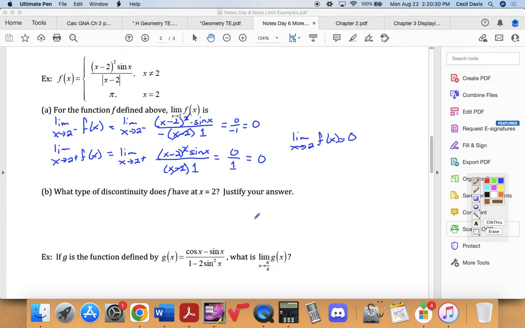What kind of a discontinuity do we have here? Well, the limit exists. So graphically, that means it's coming from here and coming from here, but the function doesn't exist. What is that? Yeah, it's a removable discontinuity. Because the limit as x approaches 2 of f of x is equal to 0, but that's not equal to f at 2 because that's equal to pi.